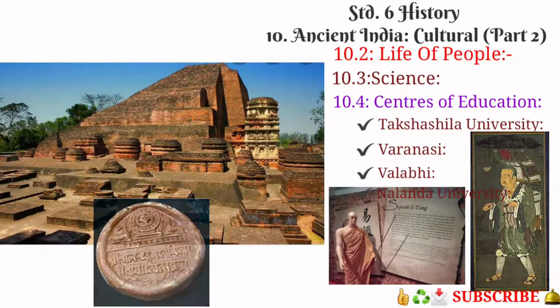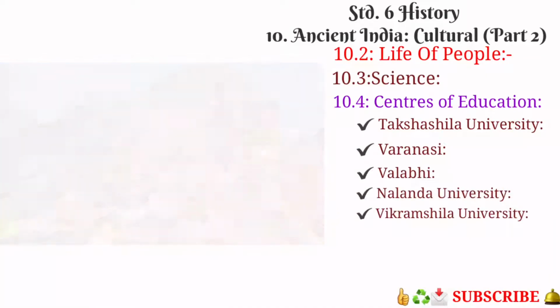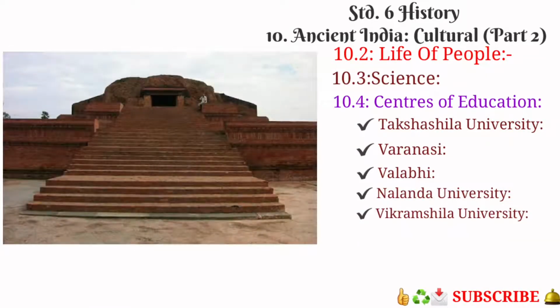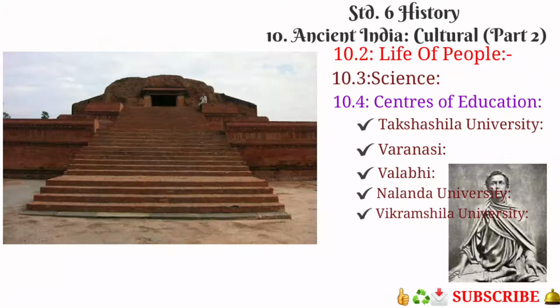Now we shall study the next university, that is Vikramshila University. This university was located near today's Bhagalpur in Bihar. It was established by a king named Dharmapal in the 8th century CE. It had 6 viharas, each having its own separate entrance.